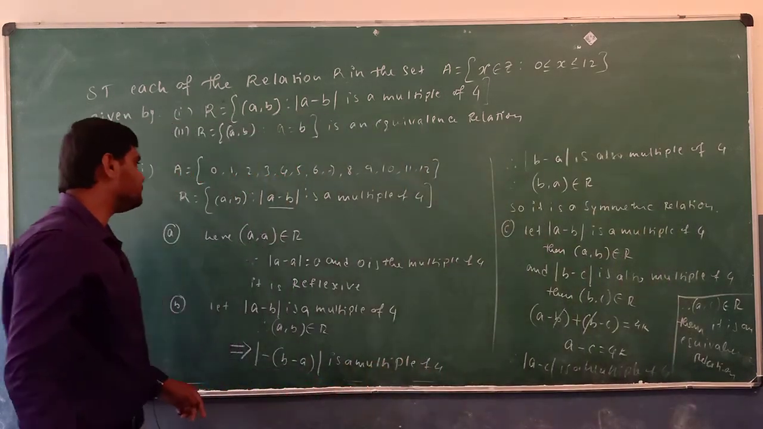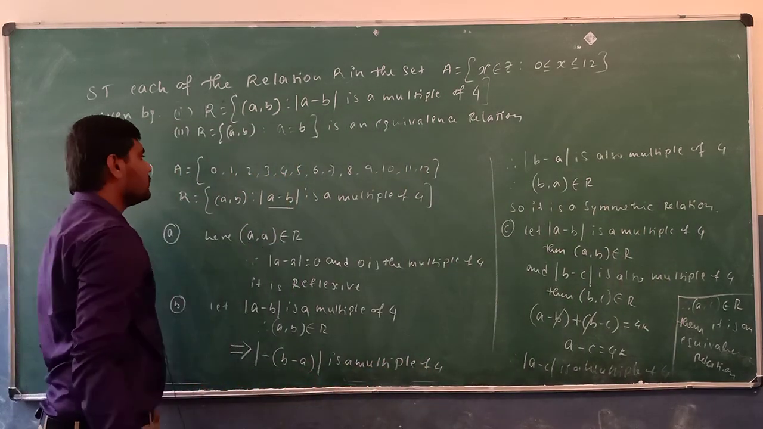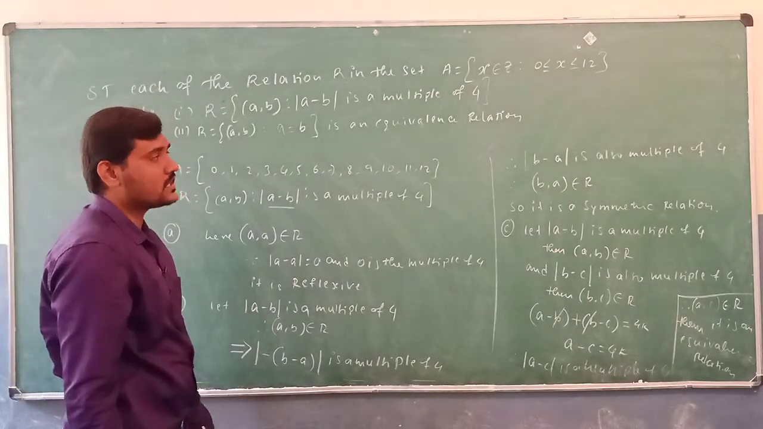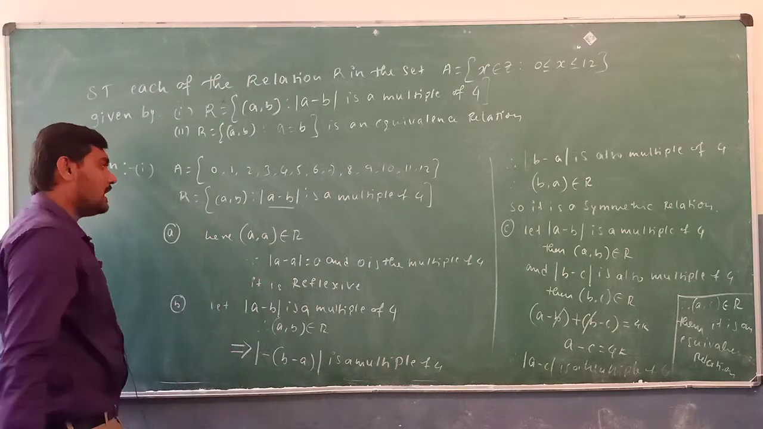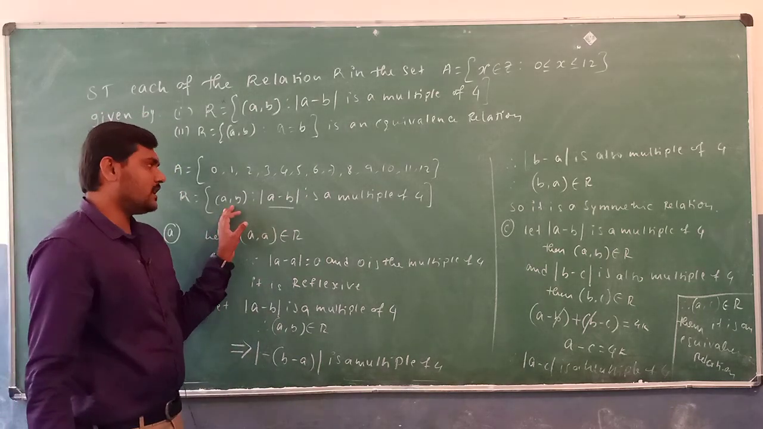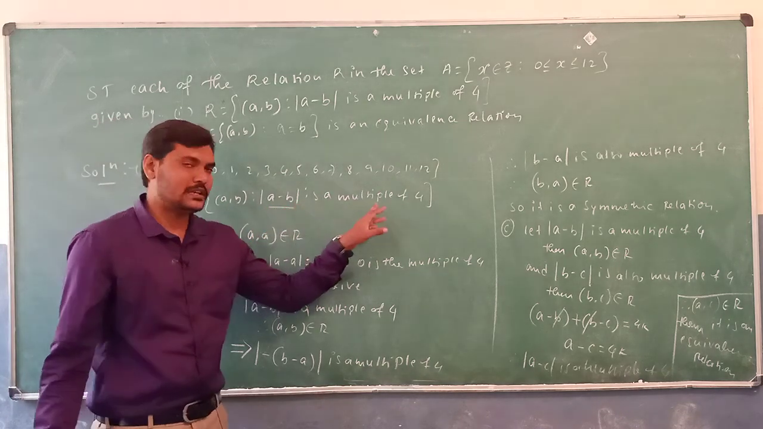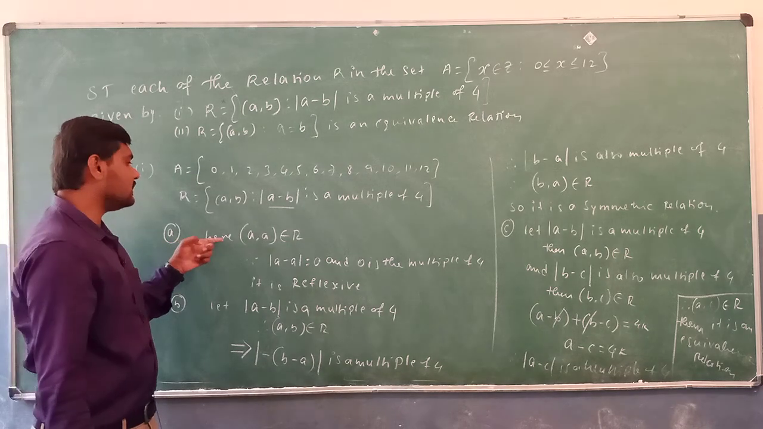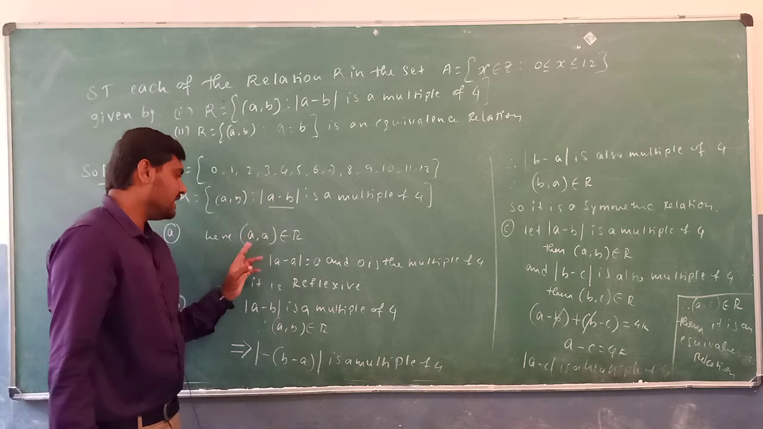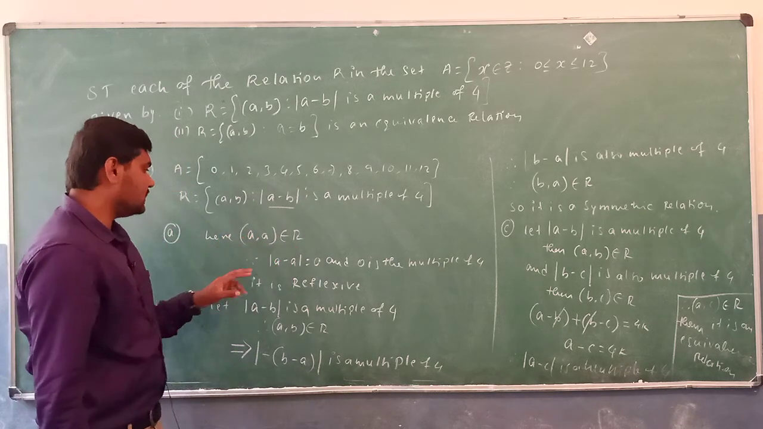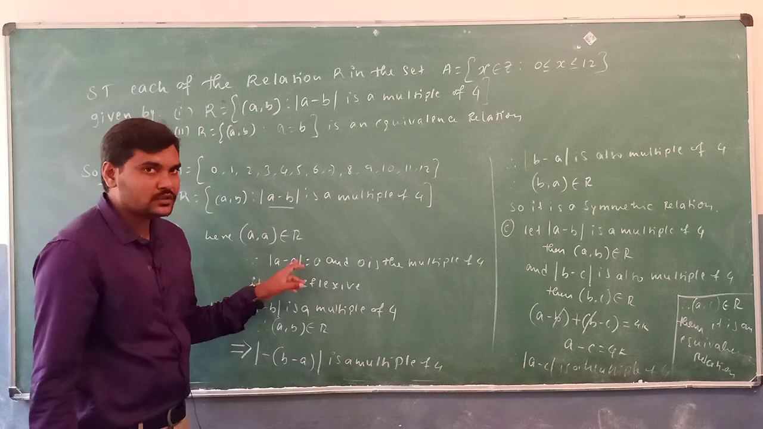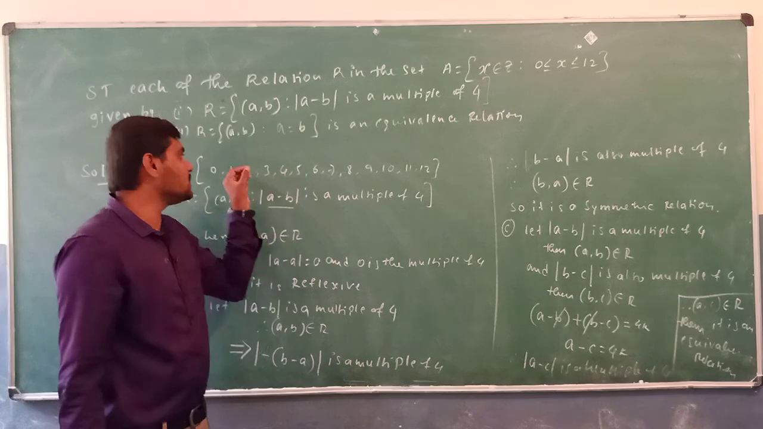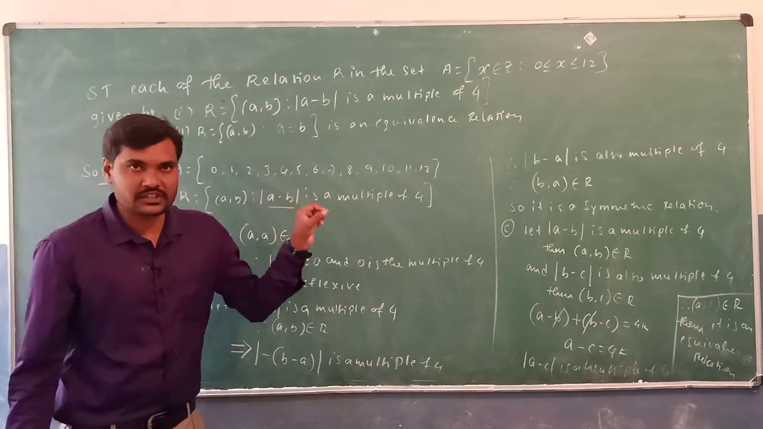I am explaining it again. We have the set A equal to 0, 1, 2, 3 up to 12, or we can say X belongs to Z such that 0 is less than or equal to X less than or equal to 12. Then the relation is R. So R is equal to A comma B such that the modulus of A minus B is a multiple of 4. Then to prove the reflexive relation, we take the element A comma A which belongs to R. To prove the reflexive relation, I am taking A comma A because every term which belongs to A must have A comma A belonging to R.